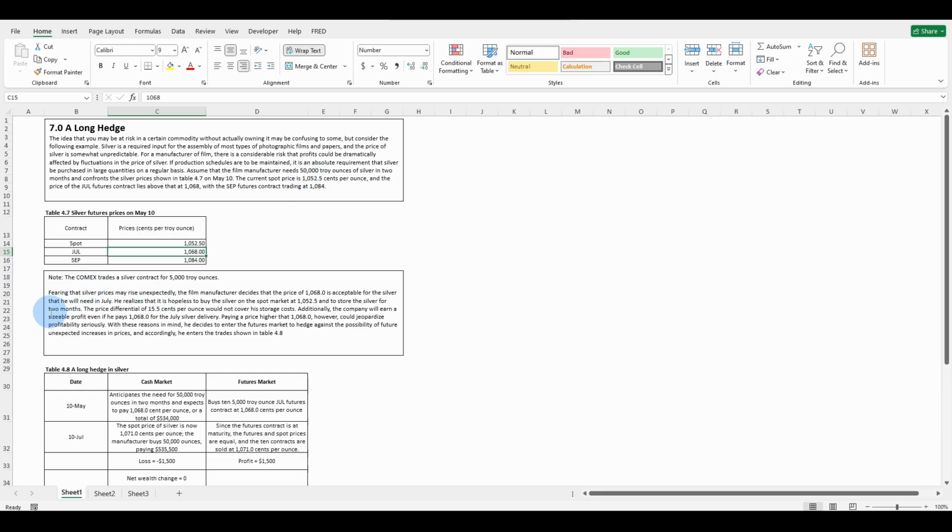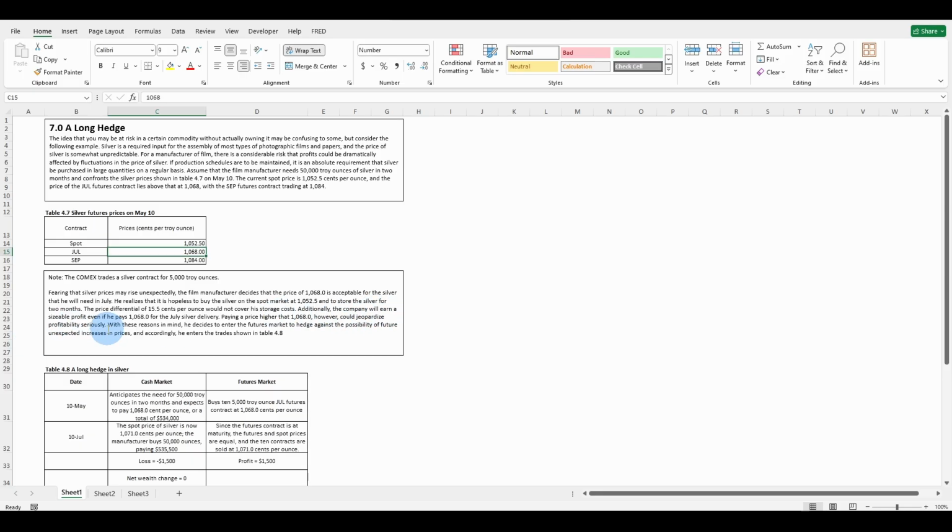Fearing that silver prices may rise unexpectedly, the film manufacturer decides on the price of 106.8, the July futures, and not to store the silver for 2 months. The price differential of 15.5 cents per ounce would not cover his storage costs. Additionally, the company will earn a sizable profit even if he pays 106.8 for the July silver delivery. Paying a price higher than 106.8, however, could jeopardize profitability seriously.